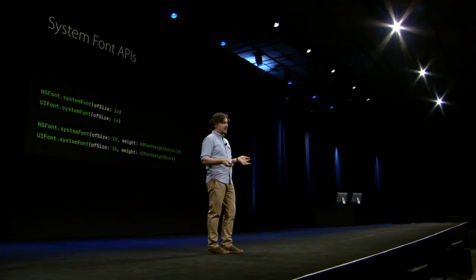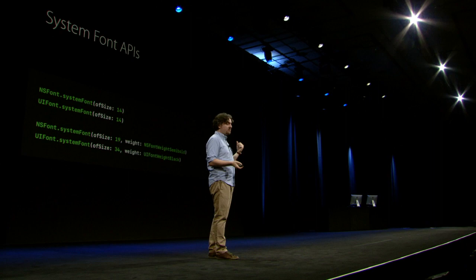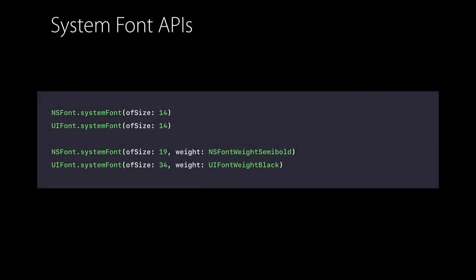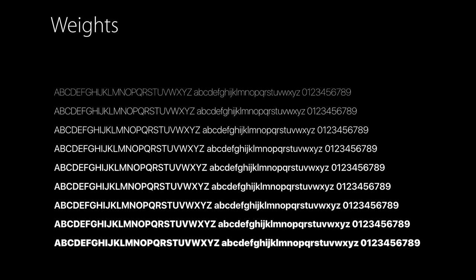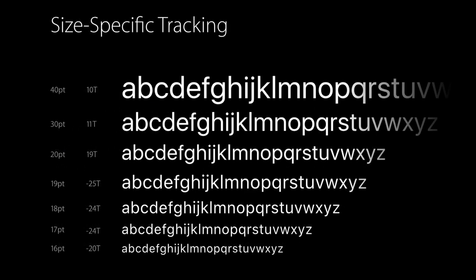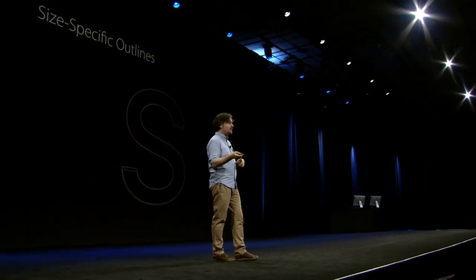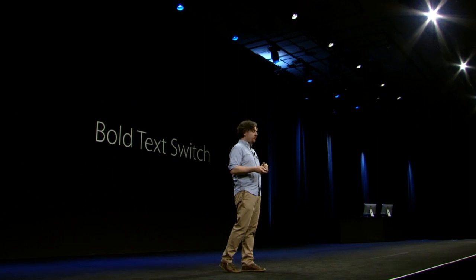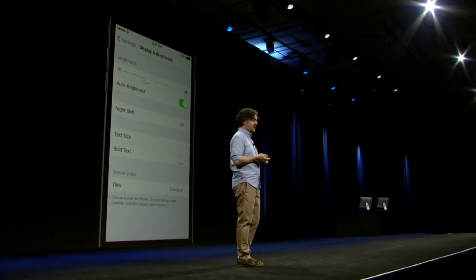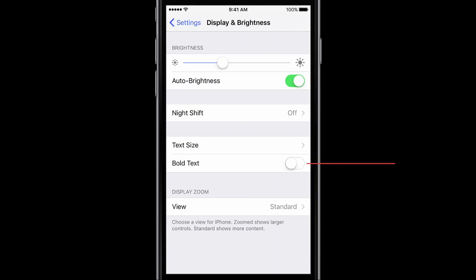Now, System Font, you already saw, is native to the platform, and it feels native to the platform as a typeface. To access it, the System Font APIs are the same between iOS, watchOS, tvOS, and macOS. So NSFont and UIFont basically have the same APIs. And they have a lot of benefits. They give you access to the weights of San Francisco, all the 9 weights, but also to the size-specific tracking. Basically, the letters move closer together or further apart automatically, depending on the point size that you request the system font at. You also get size-specific outlines automatically. And you get access to the bold text switch, which is something in the settings in iOS. People can turn it on, and it makes the text on all their devices bold.